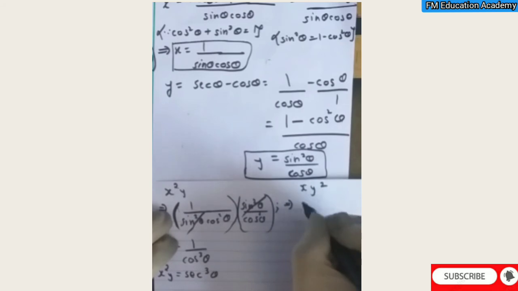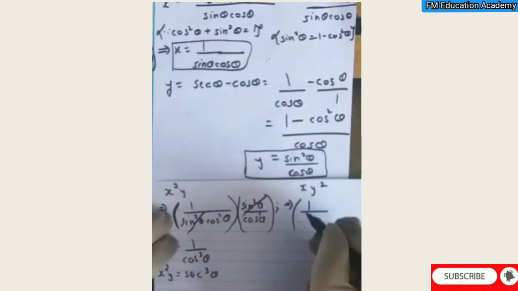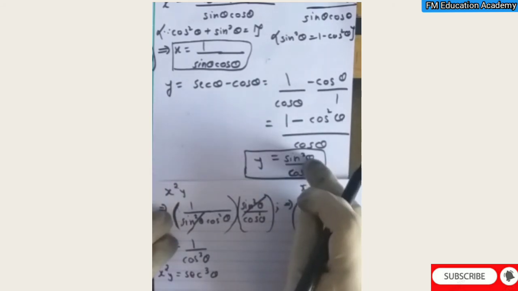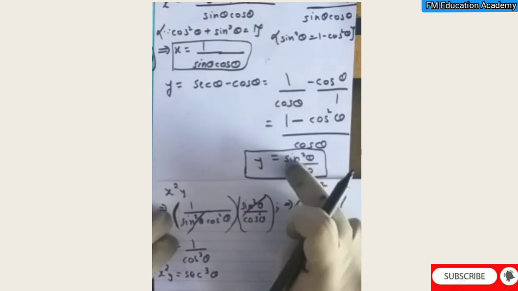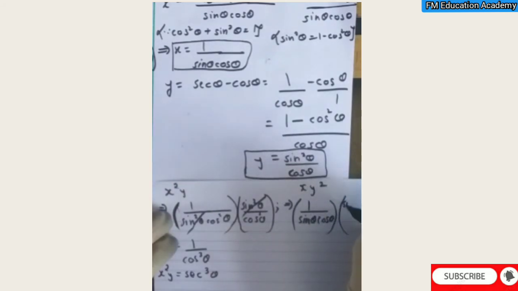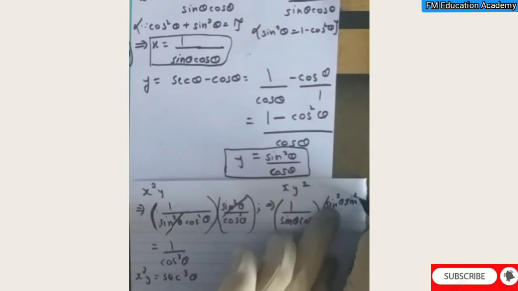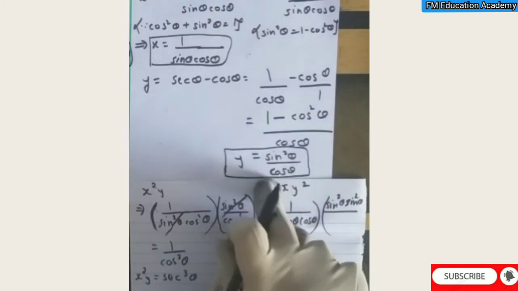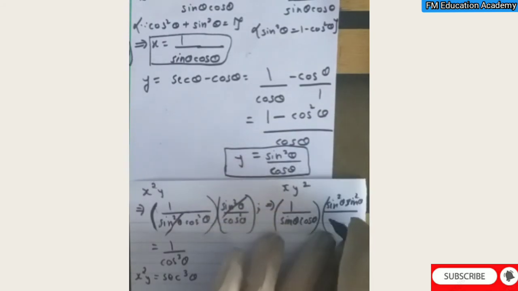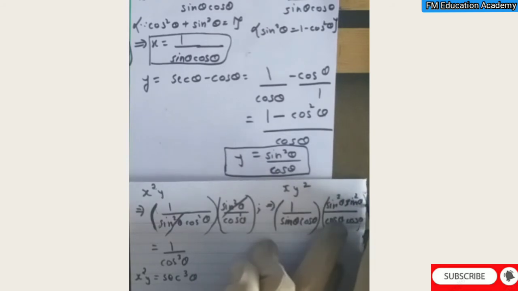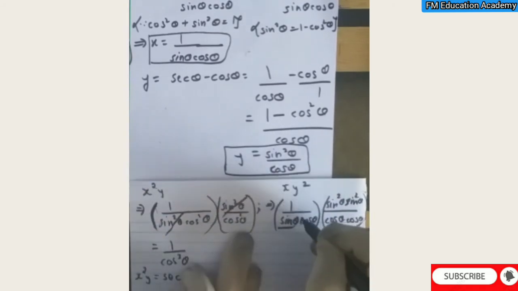xy square means, what is x? 1 by sin theta into cos theta. And what is y square we have? y square means, already we have sin square theta here. So y square means sin square theta into sin square theta, because you are multiplying y 2 times. Again, y square means cos theta into cos theta, because you are multiplying y 2 times. Now multiply these both carefully. Simplify, sorry. 1 sin theta and 1 sin theta will get cancelled here.